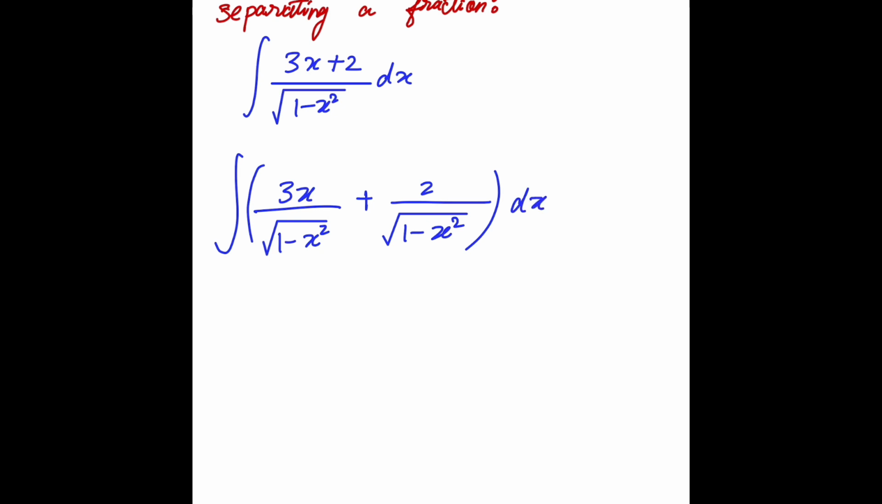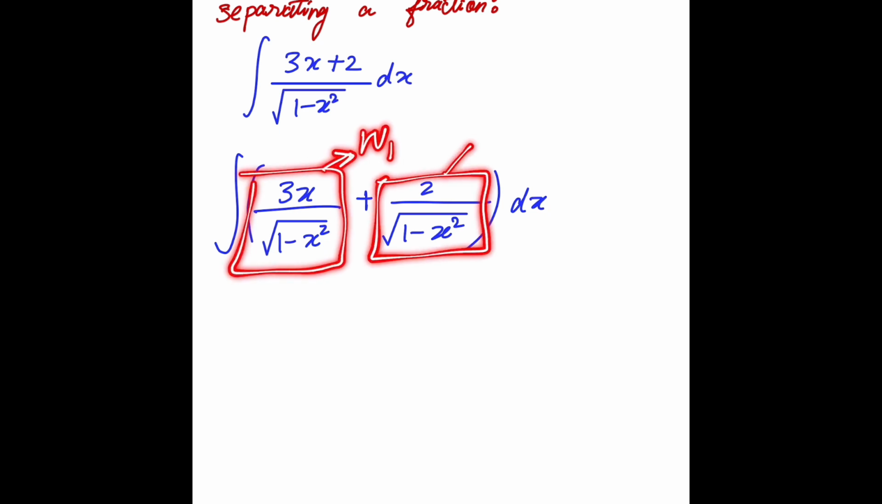Now, let's focus on each term separately. We are going to consider this as our first working. I'll denote it as W1, and this as the second working. I'll denote this as W2.